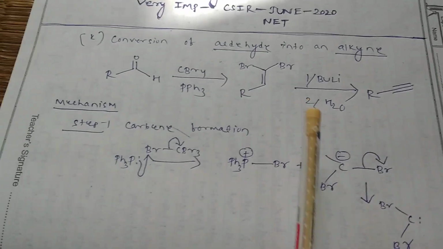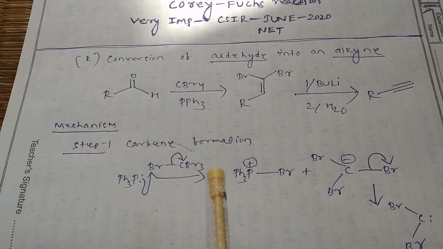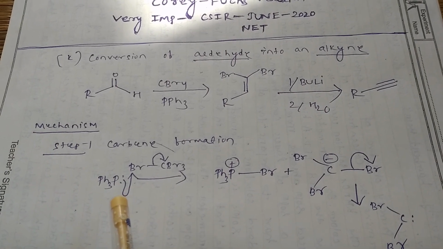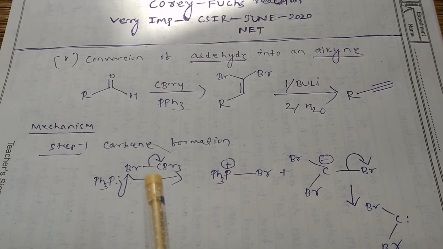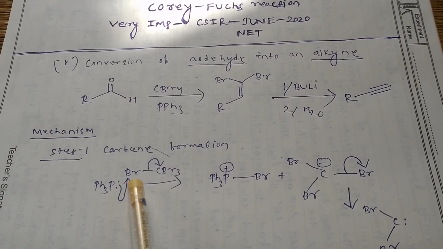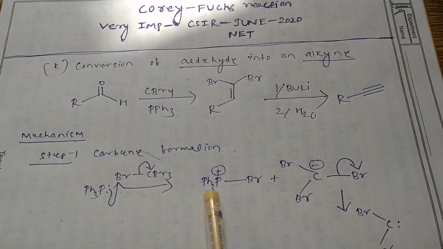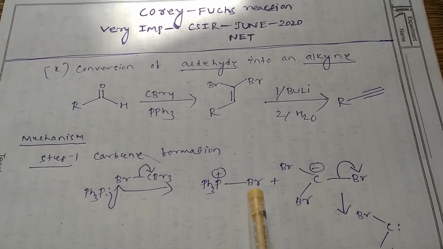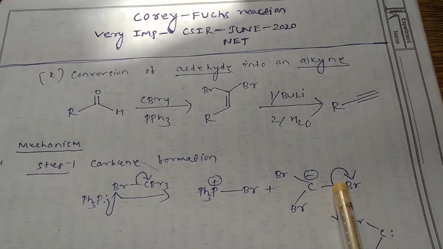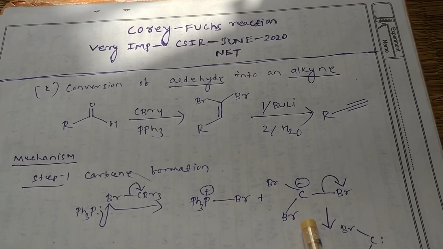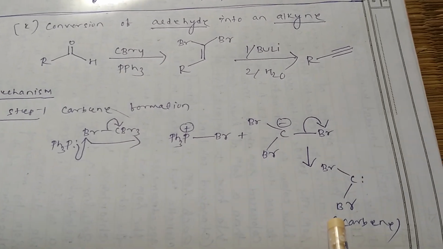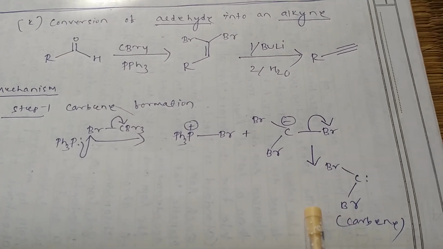So then we come to the mechanism. The most important part of this mechanism is the formation of a carbene. The reaction goes through a carbene intermediate. So first the triphenylphosphine reacts with CBr4. It attacks the bromine and CBr3 will break off, resulting in the formation of PPh3 plus single bond Br, and CBr3 minus will be formed, and then removal of a bromine gives the formation of a carbene. This is the CBr2 carbene, and this first step is very important.